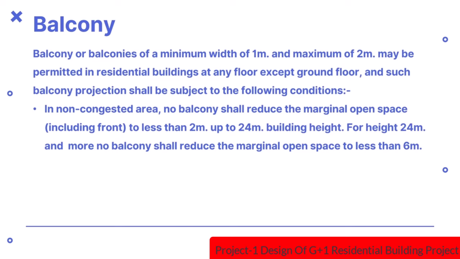Balcony or balconies of a minimum width of 1 meter and maximum of 2 meter may be permitted in a residential building at any floor except ground floor, and such balcony projection shall be subjected to the following conditions. In non-congested area, no balcony shall reduce the marginal open space to less than 2 meter up to 24 meter building height. For height 24 meter and more, no balcony shall reduce the marginal open space to less than 6 meter.